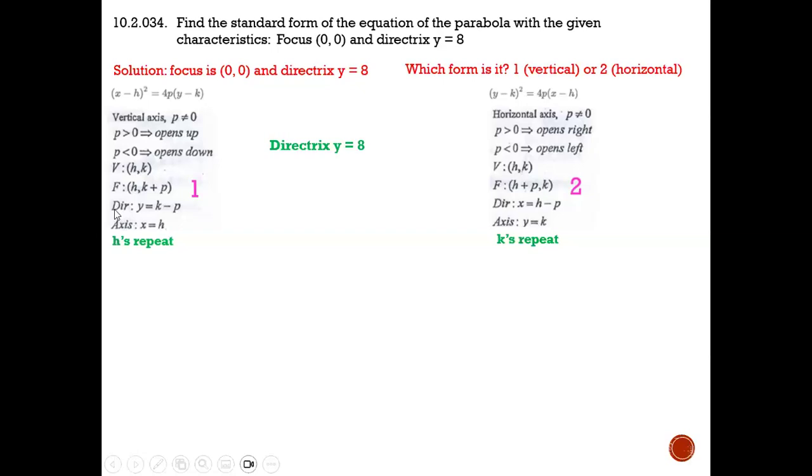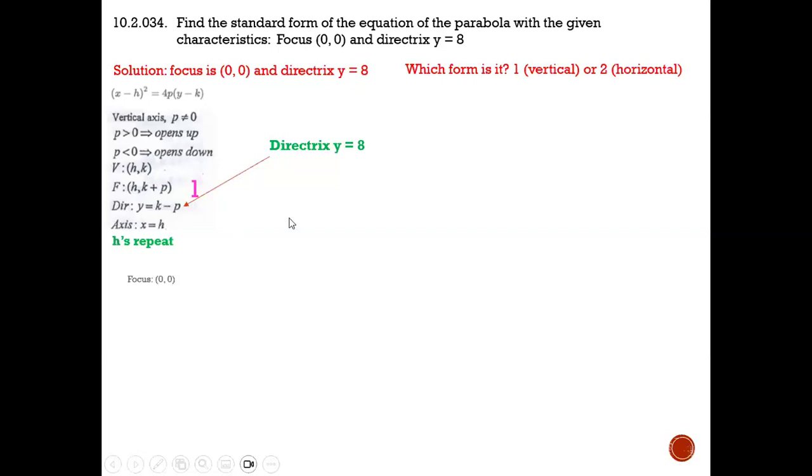And what do you notice? For this one, the directrix is a y equals line. For the horizontal axis, the directrix is an x equals line. This one is directrix y equals, so it matches the characteristics for the vertical axis. So that's the form we're going to use, okay? So let's see what we have: focus 0, 0, directrix y equals 8.